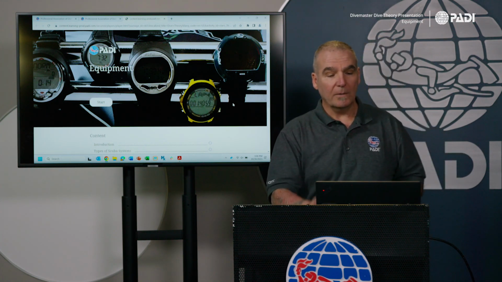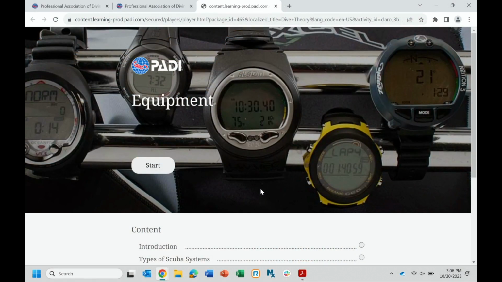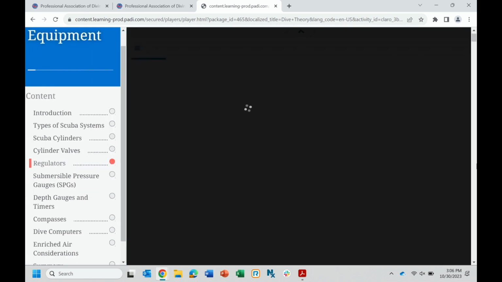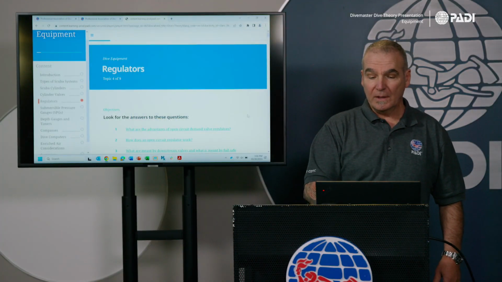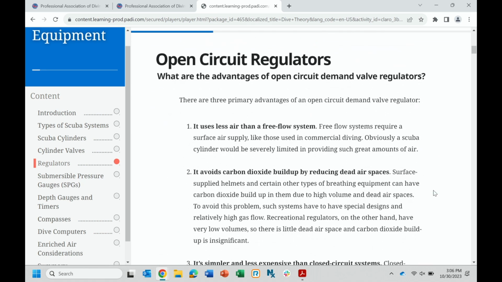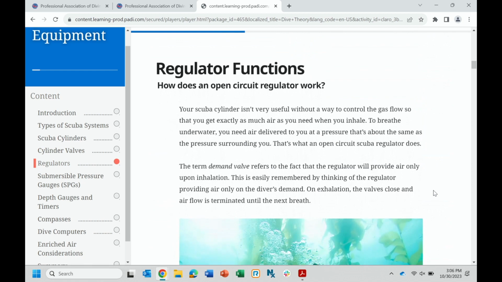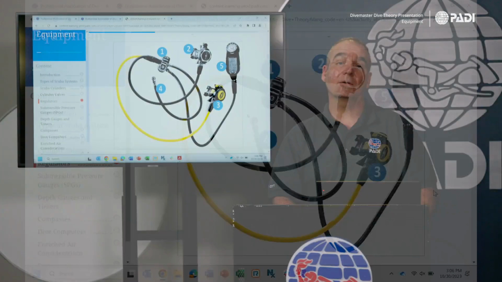So what I'm going to use for this presentation is Dive Theory Online under equipment. We're going to focus a little bit on regulators. As I click on that, we have quite a bit of information on regulators that you can see. A lot of it has to do with the models of regulator, how they function, the different parts of the regulators as well. And we're obviously talking about open circuit regulators, not rebreathers at this point. But you have different functions and certainly different parts of the regulator.